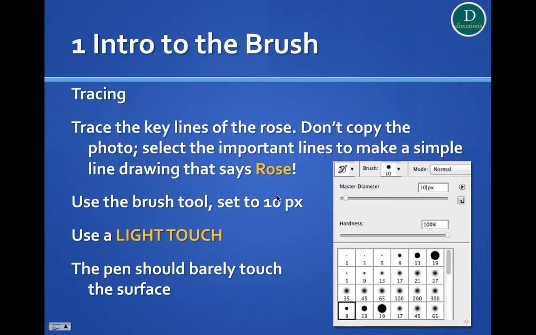Now we're going to trace. We're going to trace the lines of the rose. We're not going to copy them. We're going to trace them and decide what are the most essential elements. I want your brush set to 9 or 10 pixels. You need a light touch, and you get to make mistakes and fix them.